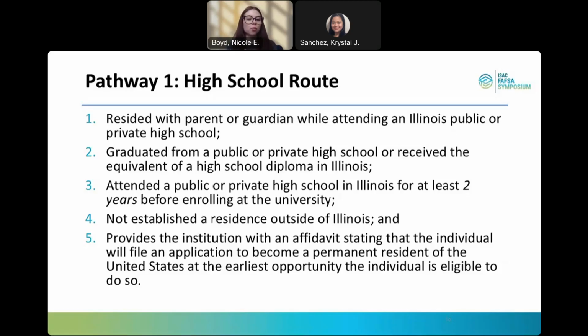Then moving on to number 4, they cannot have established a residence outside of the state of Illinois. And then just like before, they have to provide the institution with an affidavit stating that they, the individual, will file an application to become a permanent resident of the United States at the earliest opportunity that they are eligible to do so. So this is still a good faith affidavit. They're not going to follow up with the student to check in on their progress, primarily because the earliest opportunity is going to look different for every student. So that is staying the same.